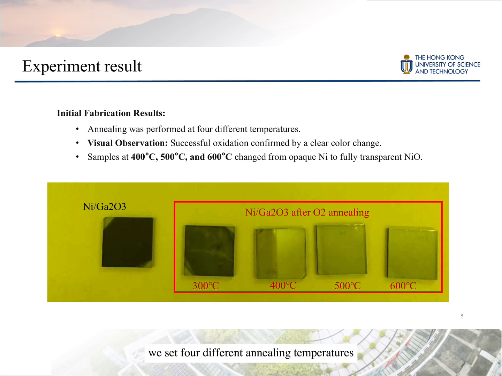We set 4 different annealing temperatures to observe the oxidation process. From visual observations, we can already see that the nickel is successfully oxidized because the opaque nickel on gallium oxide has turned into a transparent material. Then we'll perform several characterizations of the nickel oxide thin film.